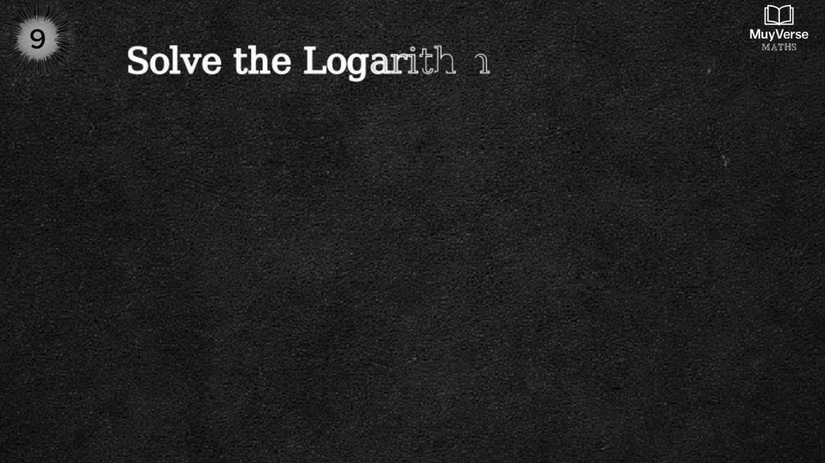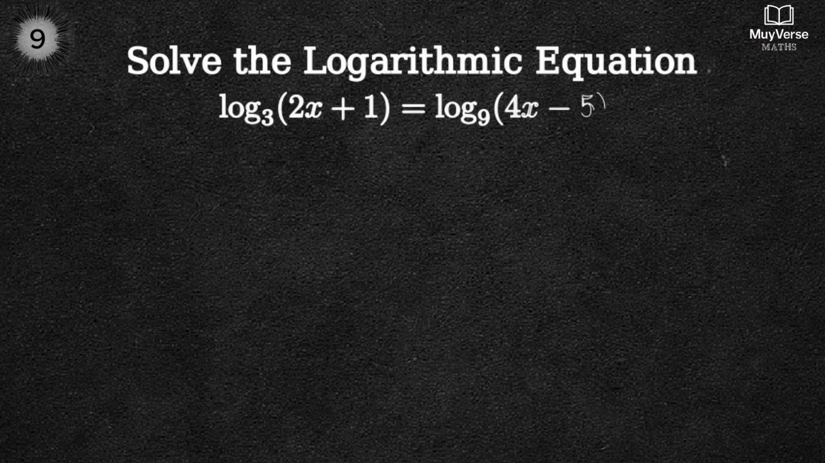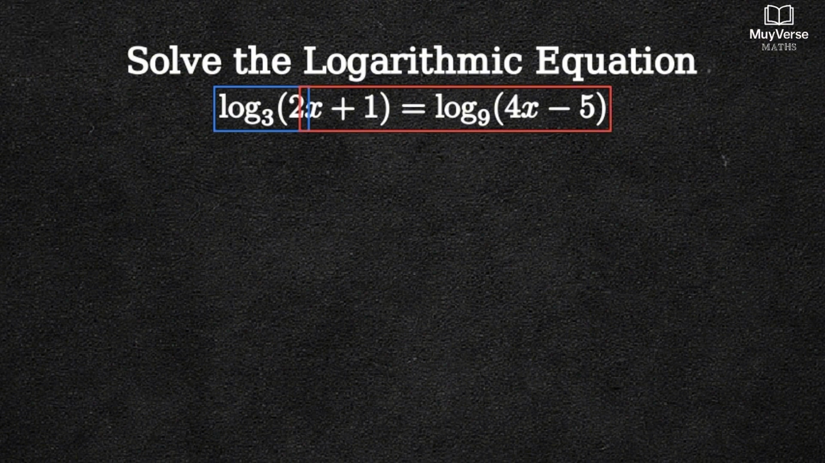We will solve, step by step, the logarithmic equation log base 3 of (2x plus 1) equals log base 9 of (4x minus 5). We will first make the bases the same, then solve carefully and check the domain.